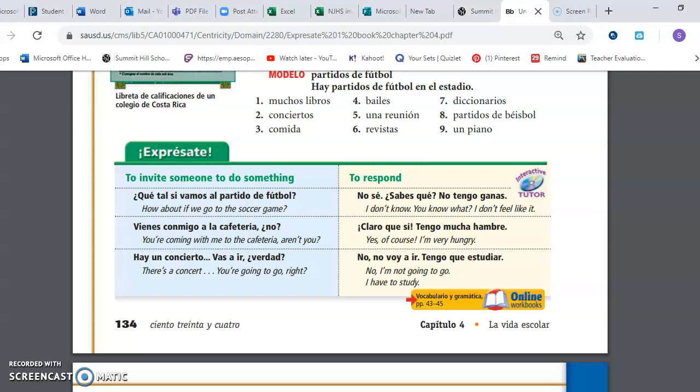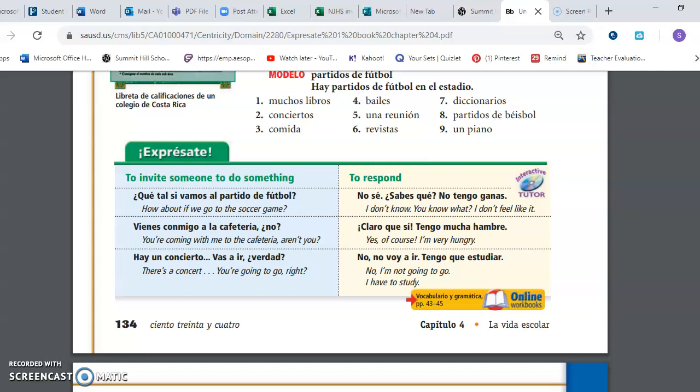You already know that that person is coming with you. You could say, ¿vienes conmigo a la clase de español? No. ¿Vienes conmigo al restaurante? No. Notice that when we say yes, of course, we're going to say, claro que sí. Say it with me. Claro que sí. Okay? If you're talking about cafeteria, we could say, tengo mucha hambre.